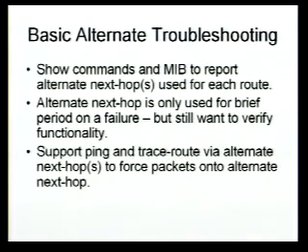So for basic troubleshooting on your alternates, well, you have your show commands, you have your MIBs in order to tell you which next hops are used for each route. But the alternate next hop is only used for a short period of time, and you may still want to verify the functionality. Now, you can extend ping and traceroute very straightforwardly to send traffic across the alternate next hop to see what path it's going to take. Now, of course, the path that it takes depends on what the routers downstream do. So it won't show you what would happen if you had a node failure instead of the link failure it's protecting against, but it will show you the path that can be taken.